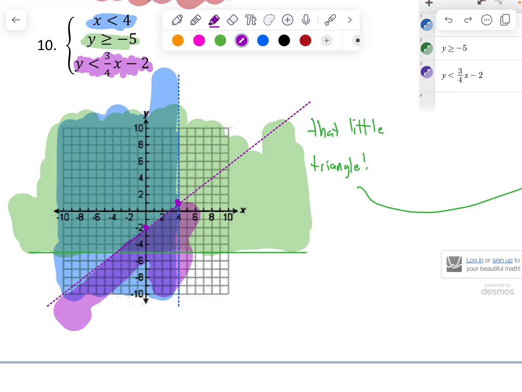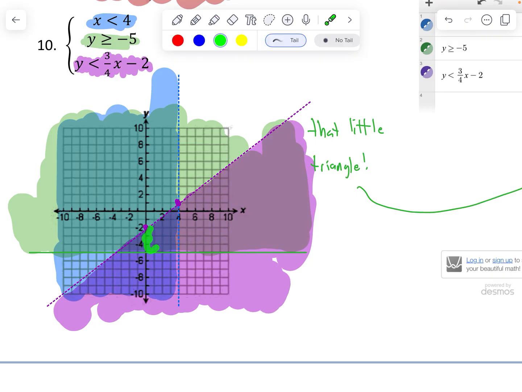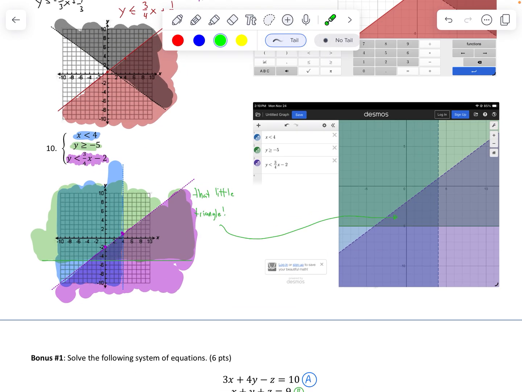And then where all three shadings happen at the same time, which is the darkest region that you can see when we shade it on Notability, is this little triangle region right here, which you can see on Desmos over here. And that is it.